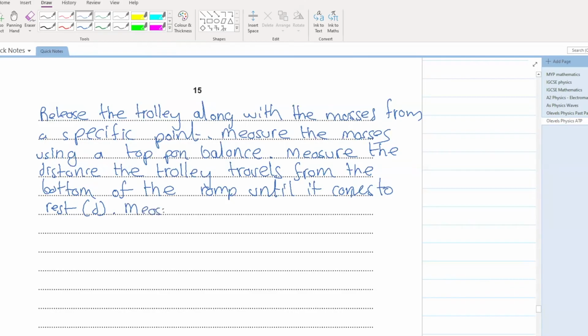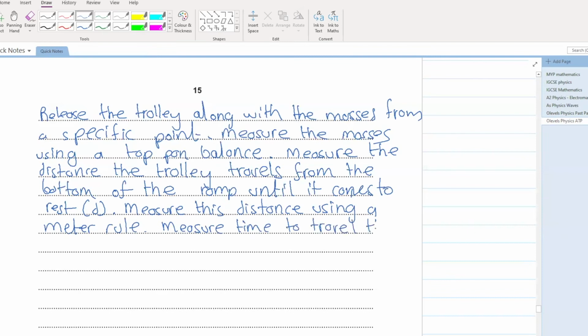Measure the distance the trolley travels from the bottom of the ramp until it comes to rest. Measure this distance using a meter rule. Perfect. What else do you need to measure? Measure the time to travel this distance using a stopwatch.